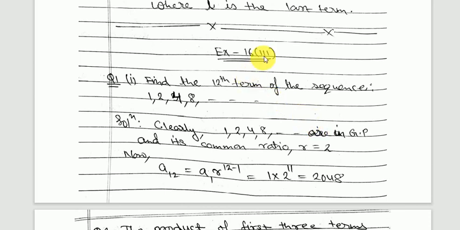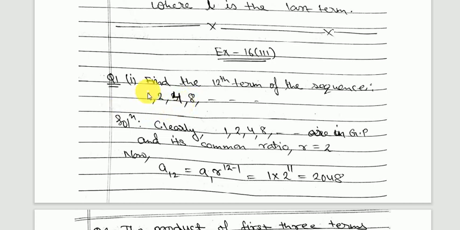Exercise 16.3, question 1. Find the 12th term of the sequence 1, 2, 4, 8. If you observe, this is not in AP first of all. 2 minus 1 is 1, 4 minus 2 is 2, 8 minus 4 is 4, so this is not in AP. But 2 divided by 1 is 2, 4 divided by 2 is 2, 8 divided by 4 is 2. Here you are getting a common ratio. So the given sequence is in GP.